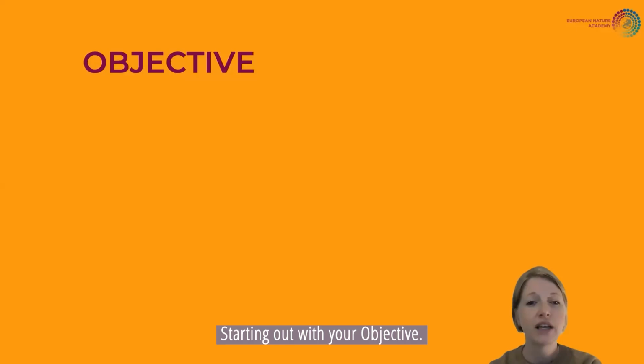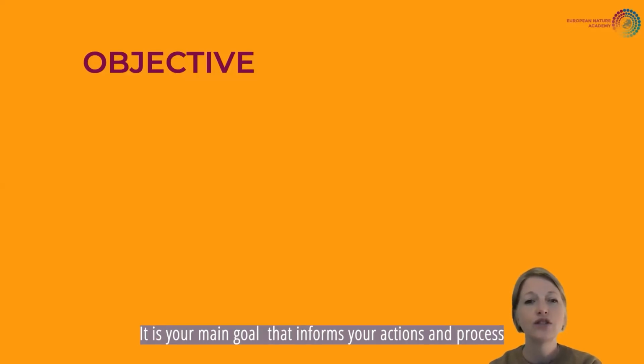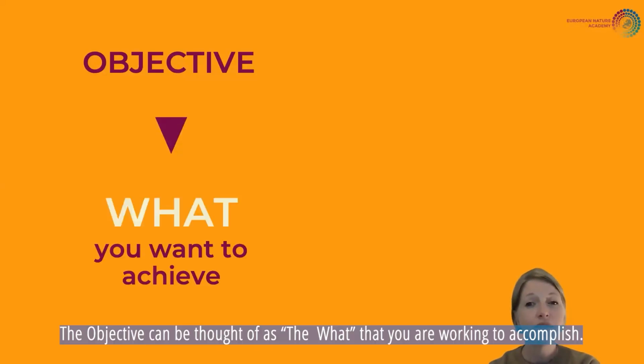Starting out with your objective, simply put, an objective is what you're striving to achieve. It is your main goal that informs your actions and process. The objective can be thought of as the what that you are working to accomplish.